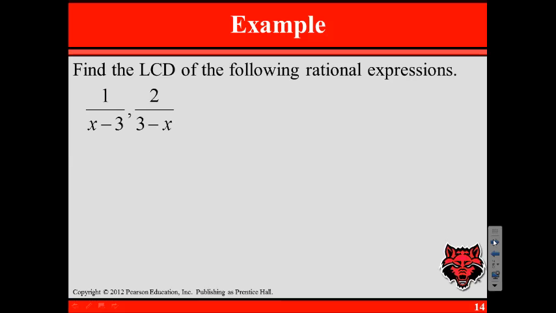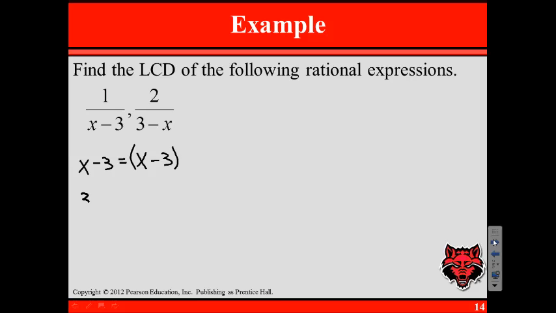Again, we want to find the least common denominator of these two rational expressions. So we look at the denominators. We have x minus 3 and 3 minus x. So we try to factor these as far as we can. X minus 3 doesn't factor. And so just like with prime numbers, it is its own factorization. We could write it in parentheses if we wanted to so that we realize that's one factor.